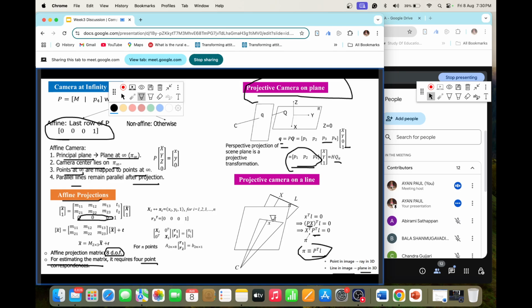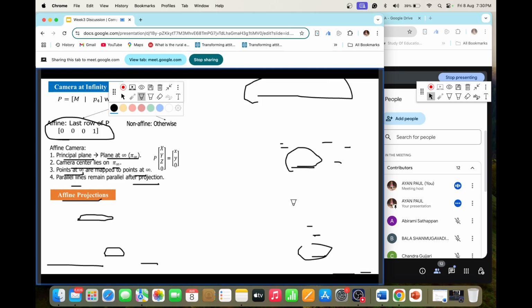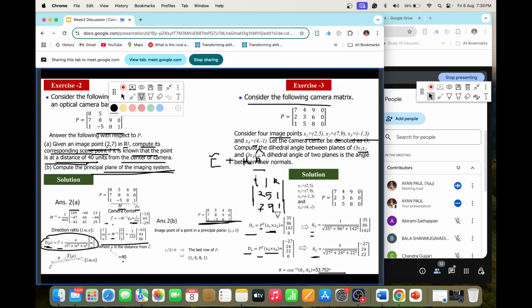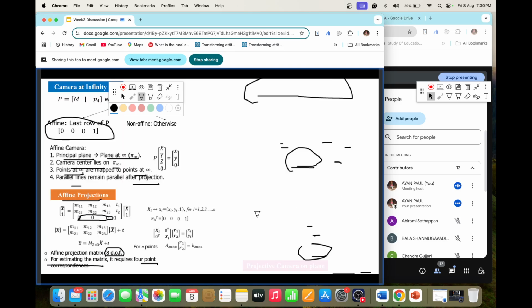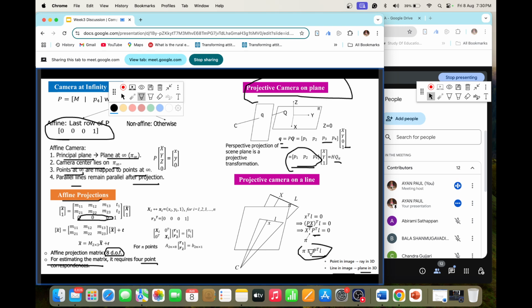And about this, whenever you are talking about a line in the image plane, that is actually a plane in 3D. That is what we have done in this equation. Actually by x1 cross x2 we are getting a line, but whenever we are doing the projective transform, we are getting a plane. So that is what it has been shown over here.